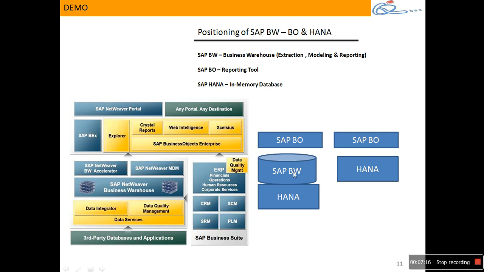And in future you can look at a scenario where BW is powered by HANA and the reporting is done on top of BO. Again, you also have a case where HANA is used without having BW, and they do reporting on BO. Rare case. This will be for customers who don't have BW. Straight away they can use HANA as a data mart and then do reporting.